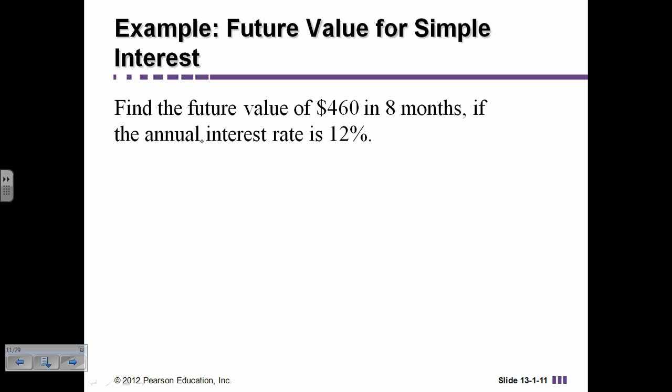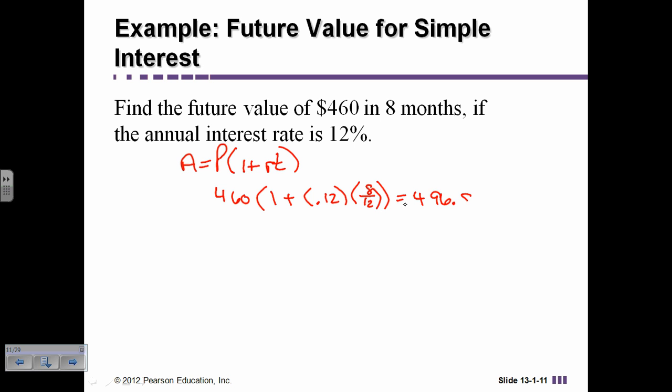So if we use our formula that they just gave us, A equals P times 1 plus R times T. P is 460. R is your rate, so it's 0.12. And time is your number of months in terms of years, so it's 8 over 12. So when we calculate all of that, we get 496.80.